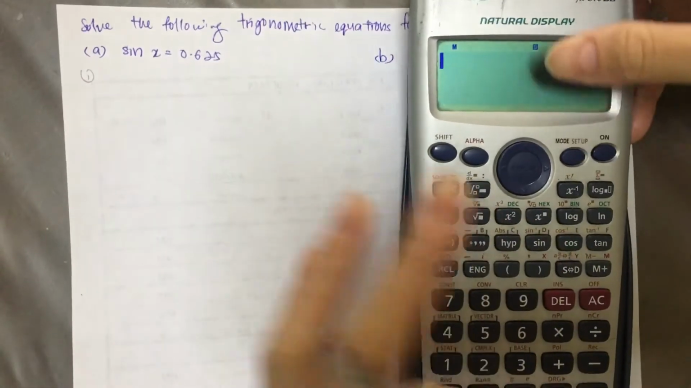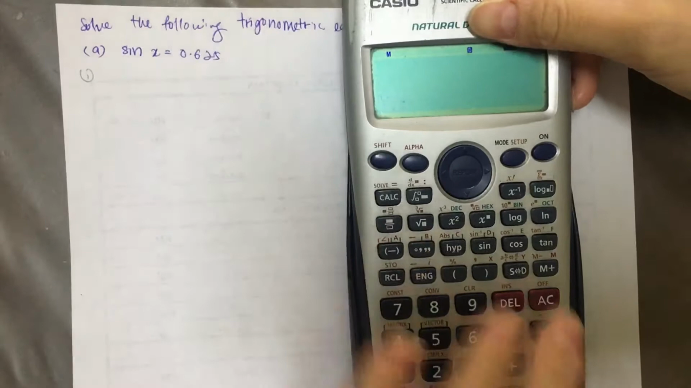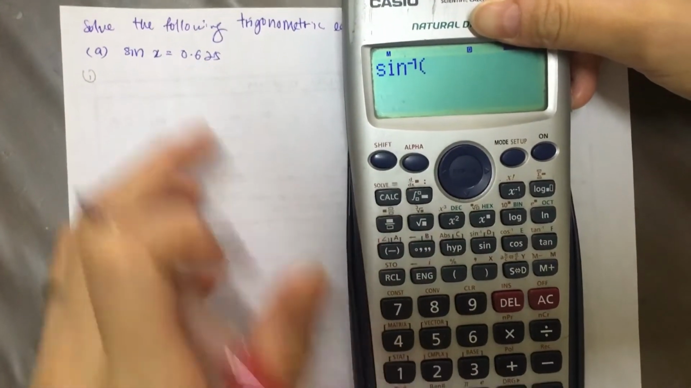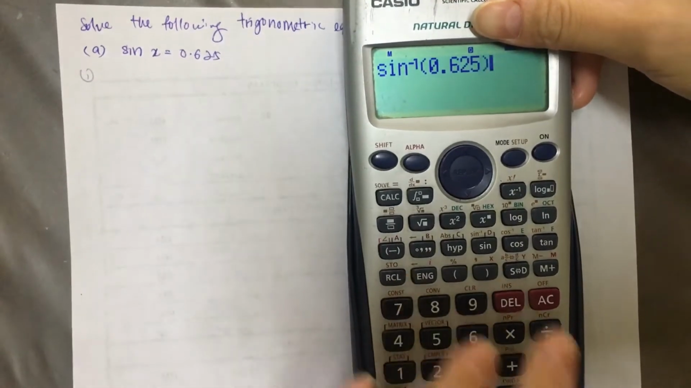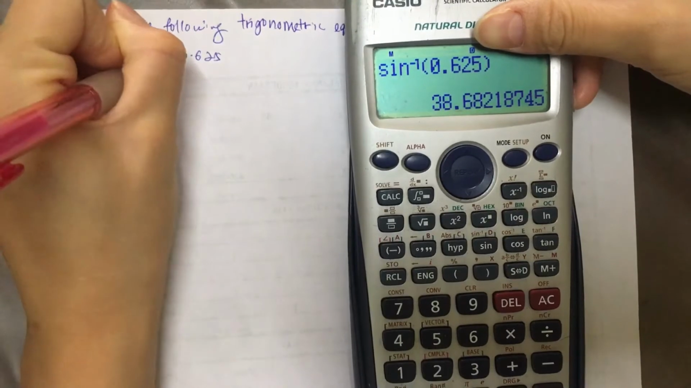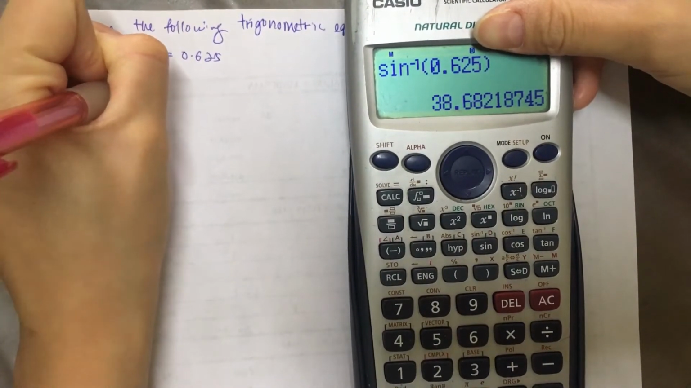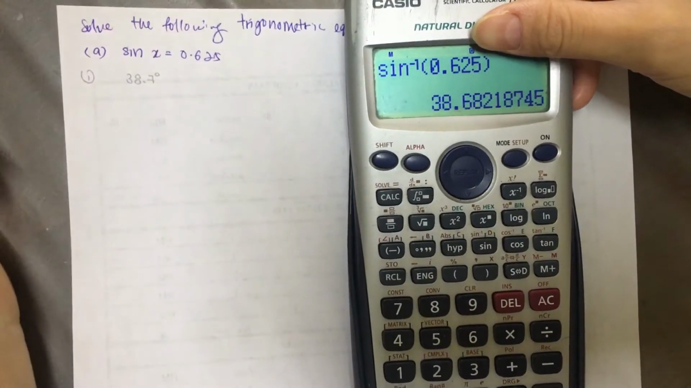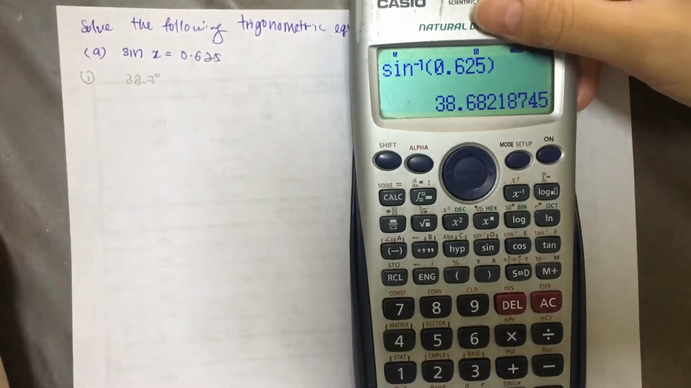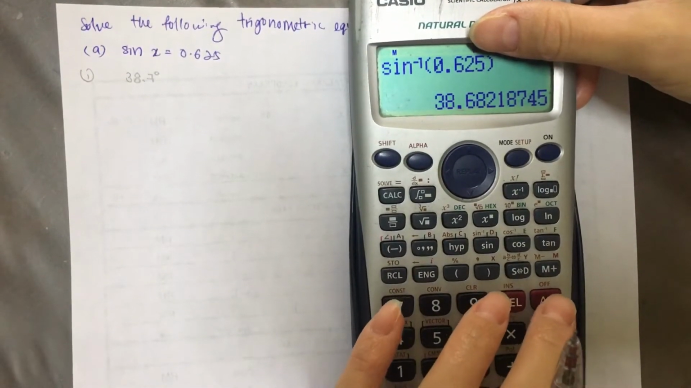Just use your calculator to get the answer. Shift sin, then press the value 0.625. You will get the answer 38.7 degrees for your reference angle. So get this angle first. Don't just put X. I know you have learned in your maths that you just put X.